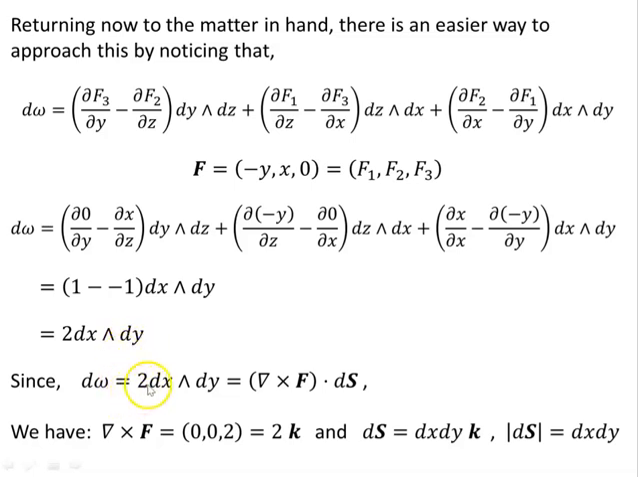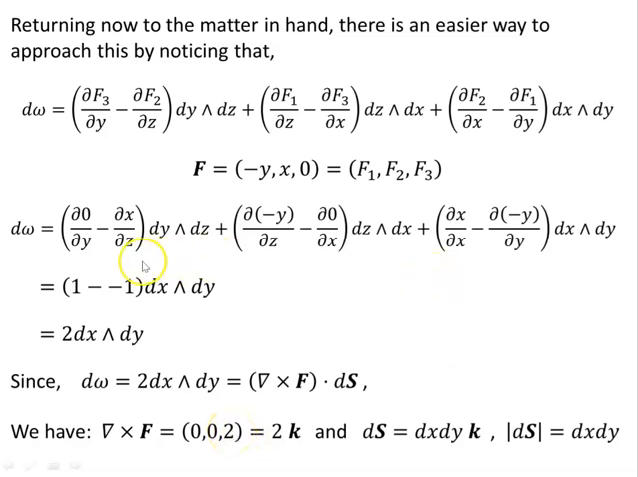Now, since d omega is 2 dx wedge dy, and that's equal to this object here, remember Stokes theorem: the integral over the surface S of this is equal to the vector calculus approach with the integral over the surface of this. So that means d omega and this are equal. So we have that the curl of f then becomes 0, 0, 2. You can read that off.